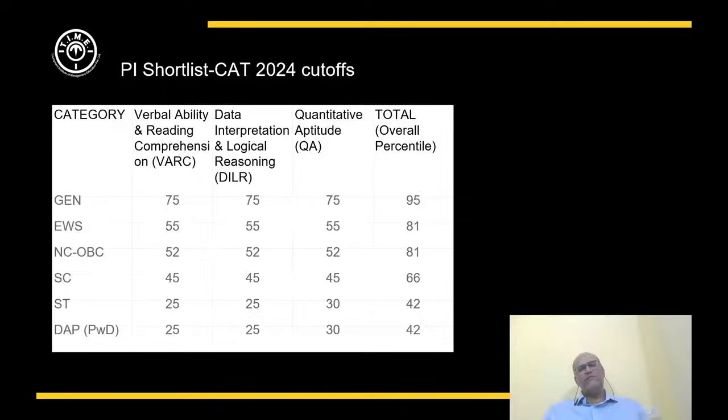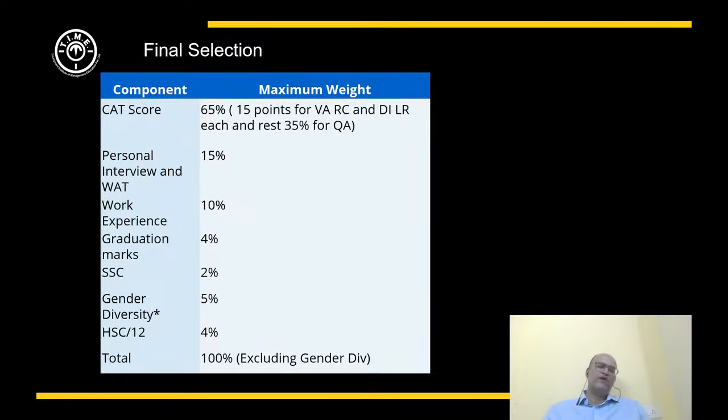Now, what is interesting about the process is the sectional cutoffs. If you notice, the sectional cutoffs are not very high. 75 in case of general category was a sectional cutoff, whereas if you observe EWS, it was 55, NCOBC 52, SC was 45. But ST and differently abled, VARC and data interpretation and logical reasoning was 25, but QA was marginally high at 30 percentile. Overall, it was 42 in case of ST and differently abled.